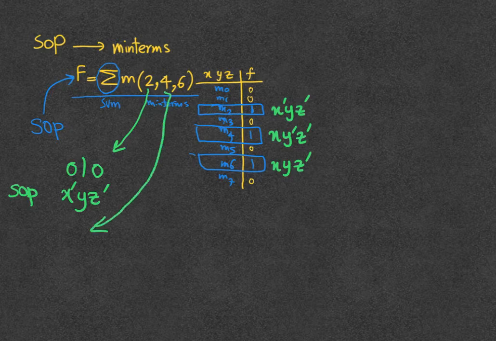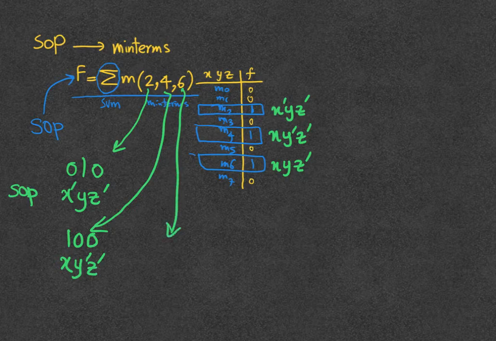Then 4 is 1, 0, 0, so you get x, y prime, z prime. And then 6 is just 1, 1, 0, so you get x, y, and z prime. So you don't need to draw the truth table. You just write down the binary representation of the min terms and then change it to your variables. And you get prime if it's 0. You don't get prime when it's 1.